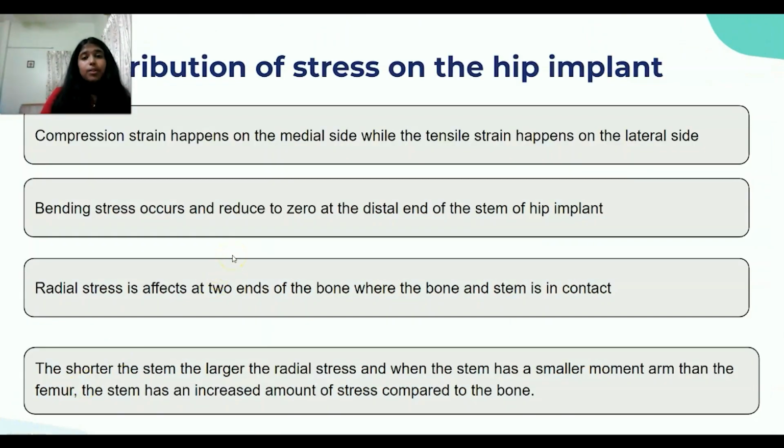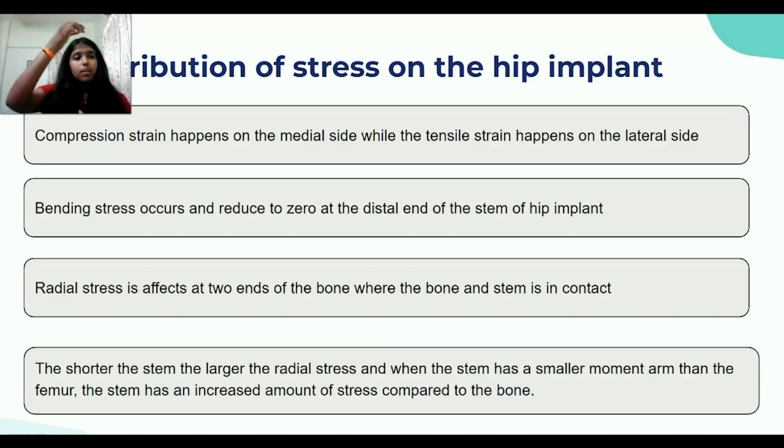So this is the distribution of stress on the hip implant. The compression strain happens on the medial side, while the tensile strain happens on the lateral side. Bending stress occurs and reduces to zero at the distal end of the stem of the hip implant. Radial stress is affected at two ends of the bone, where bone and stem are in contact.